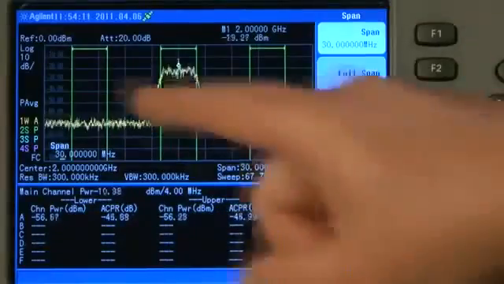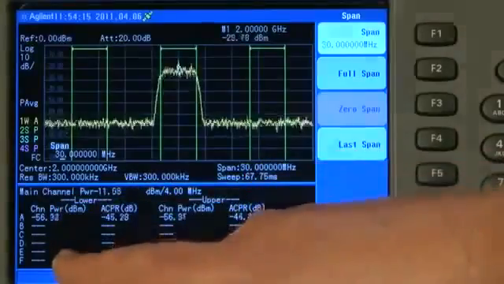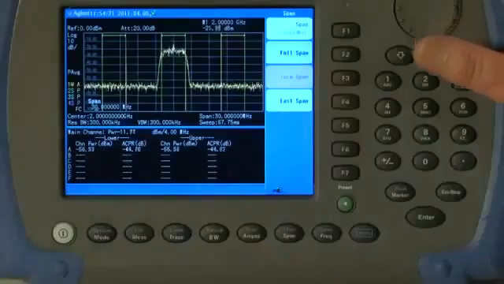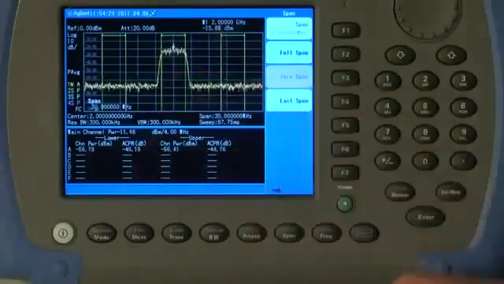And in fact, we don't have to just do it with 2 adjacent channels. As you can see here, we can have up to 6 adjacent channels on either side of the main channel. And in real time, the analyzer will tell us the absolute values and the relative values relative to the main channel power.